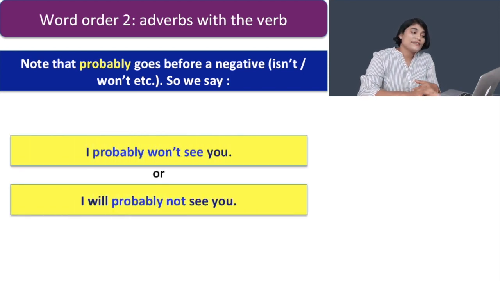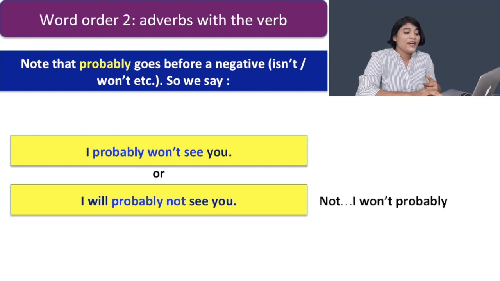So let's see the example. I probably won't see you. Here won't is a negative, so you have to put probably just before the negative word. And, I will probably not see you. Here also, although there are two verbs, will and see, and there is not, you have to put probably before the negative word.